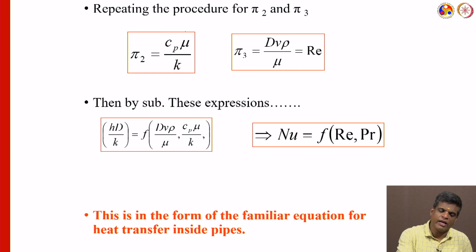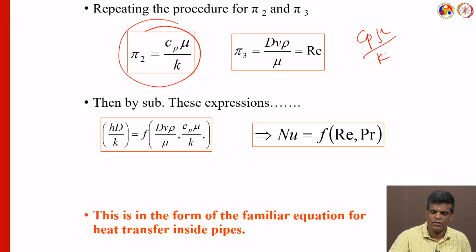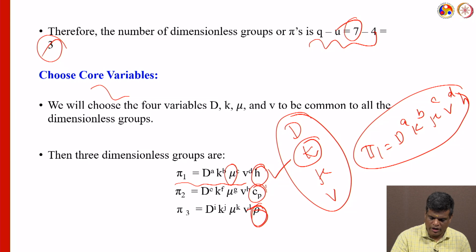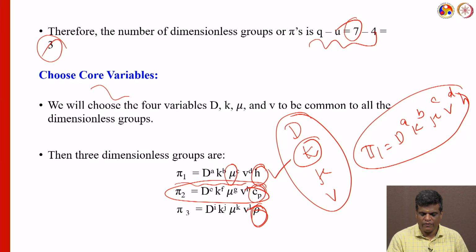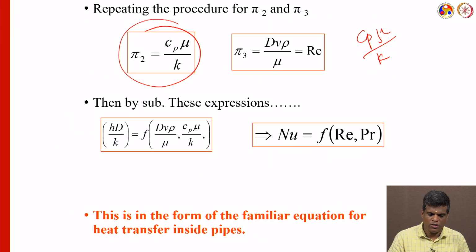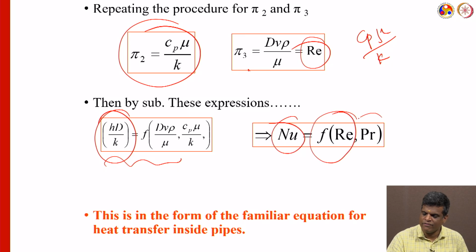Then pi 2, another dimensionless group, we write as Cp mu by K. After solving, how do you get it? You take the second equation and solve it, then we get pi 2. Same thing, you take the third one and solve it, then we get pi 3. This is the third dimensionless number, pi 3, which is the Reynolds number. So finally hD by K, the Nusselt number, equals a function of the Reynolds number and the Prandtl number.